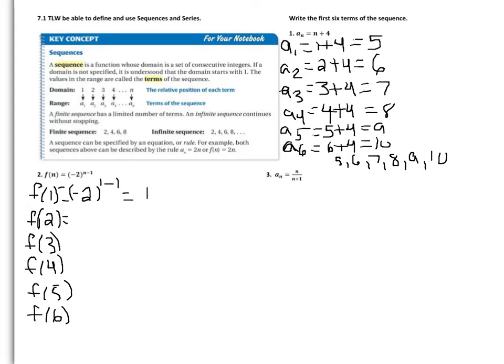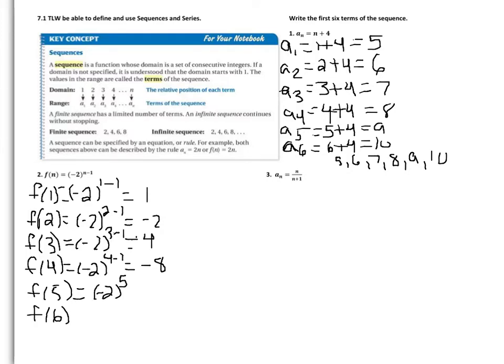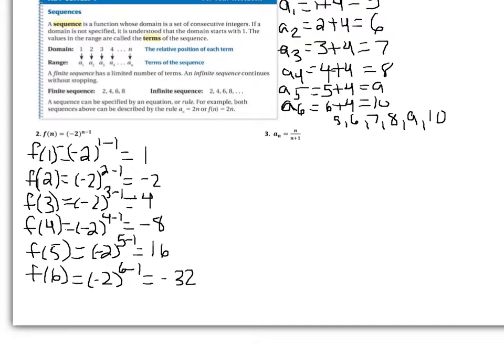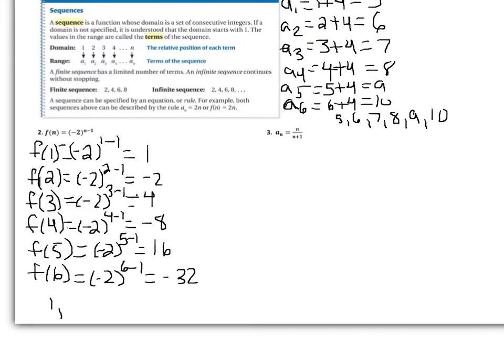Negative 2 to the 1 minus 1, 1. Negative 2 to the 2 minus 1, negative 2. Negative 2 to the 3 minus 1, positive 4. Negative 2 to the 4 minus 1, negative 8. Negative 2 to the 5 minus 1, 16. Negative 2 to the 6 minus 1, negative 32. So the final answer here: 1, negative 2, 4, negative 8, 16, negative 32. See the pattern here, positive, negative, and they're doubling. Okay.